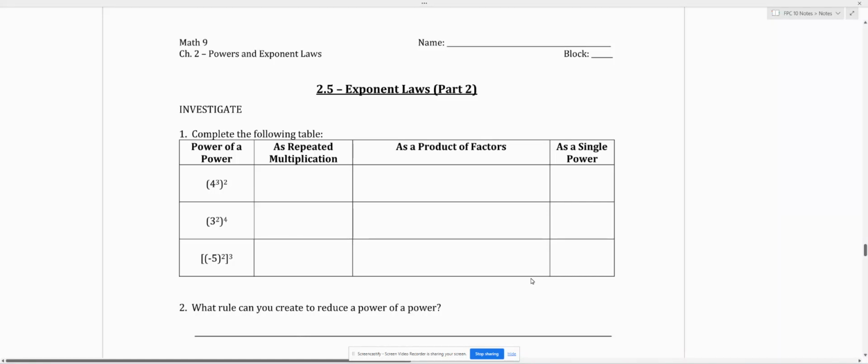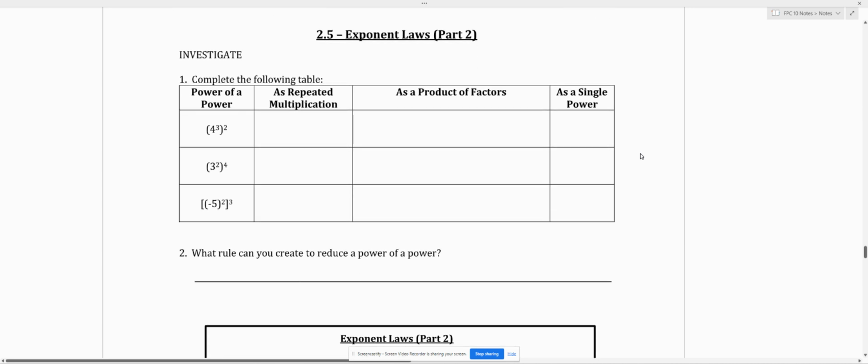Okay, Math Nines, we are doing our final lesson of our exponents unit. There is an extension 2.6, which is a Math 10 lesson on going a little deeper with negative exponents. But this is going to be our final video lesson. The extension can be done in class. So let's dive into 2.5 here.